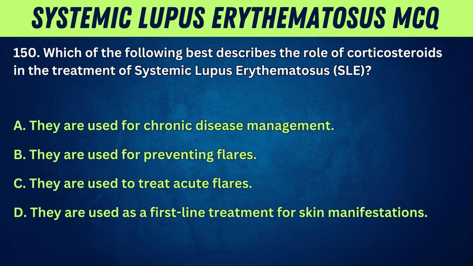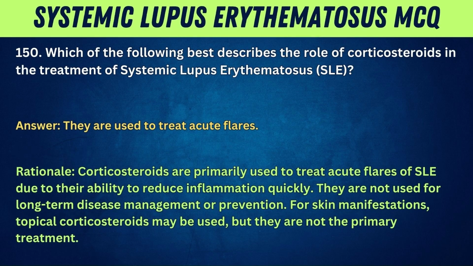A. They are used for chronic disease management. B. They are used for preventing flares. C. They are used to treat acute flares. D. They are used as a first-line treatment for skin manifestations. Answer: they are used to treat acute flares.